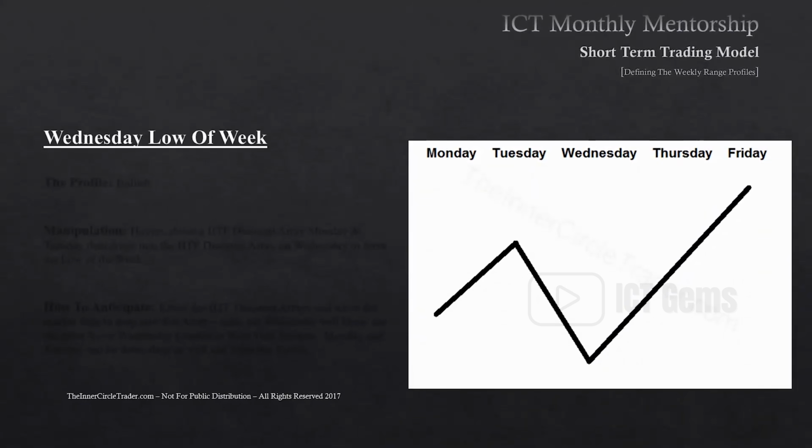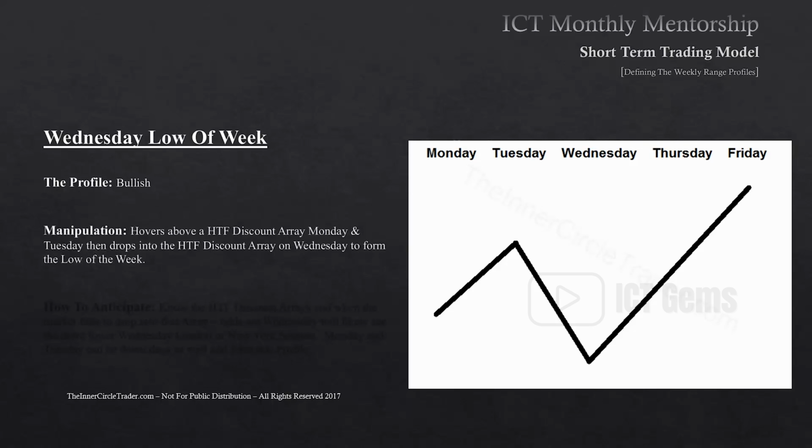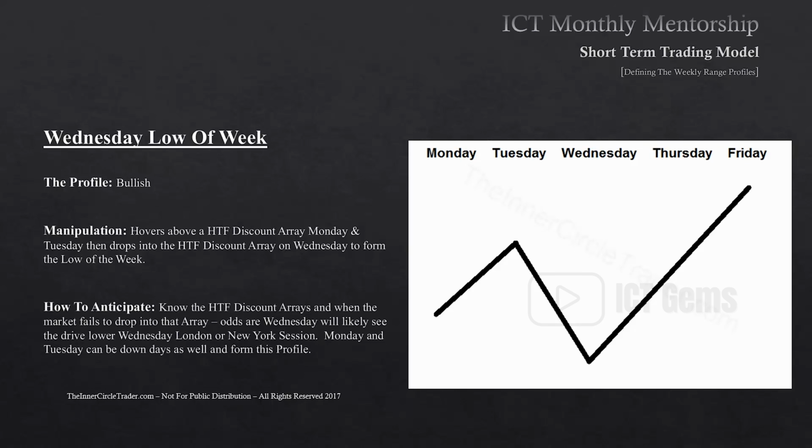Okay, the next one is the Wednesday low of week. This is when you're generally bullish on the marketplace already. And the manipulation you're looking for is when price is hovering above a higher time frame discount array Monday and Tuesday, then drops into the higher time frame discount array on Wednesday to form the low of the week. You anticipate this by knowing the higher time frame discount arrays, and when the market fails to drop into that array, odds are Wednesday will likely see the drive lower Wednesday's London Open and or New York session. Monday and Tuesday can also be down days as well to form this profile. Wednesday London session low can be ran out on the Wednesday New York session, and then it can create the low of the week. So be aware that can possibly happen as well.